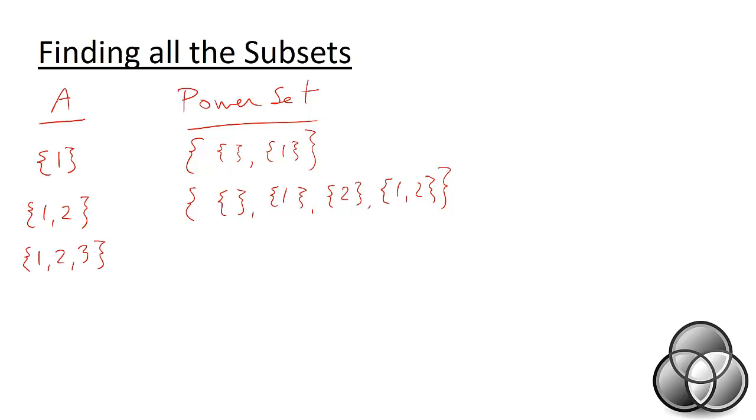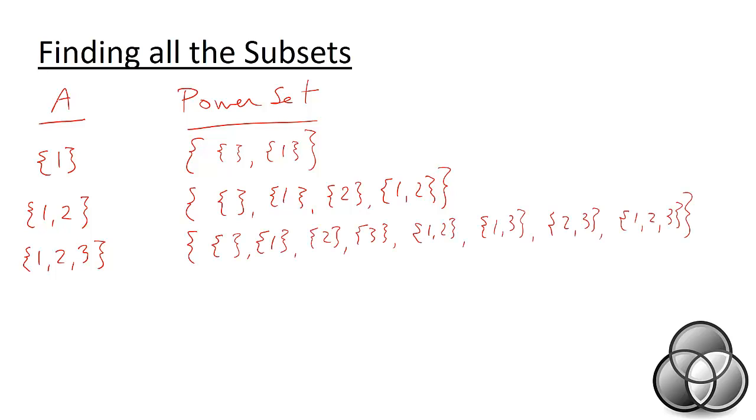What about the set 1, 2, 3? In this case, the power set should contain 8 subsets of our original set. Do you happen to notice a pattern with the power set? You may have noticed that powers of 2 are coming up. Our first power set had 2 elements, followed by 4 elements, which is 2 squared, followed by 8 elements, which is 2 to the power of 3.